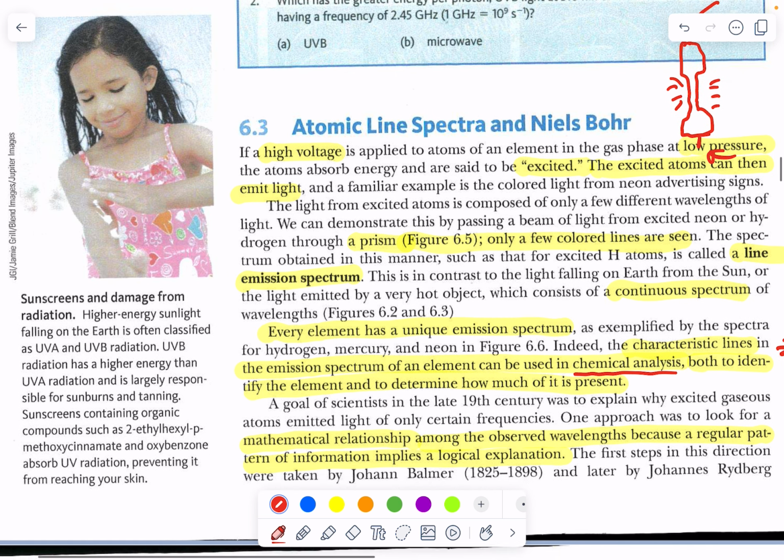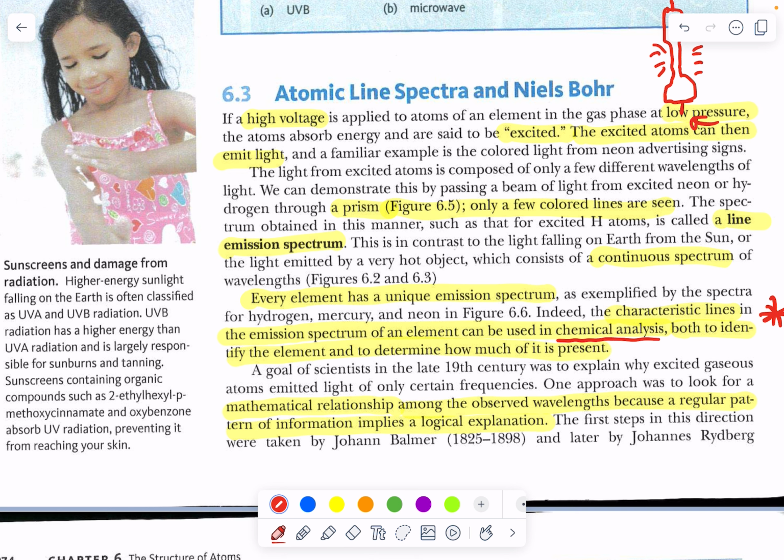So, back to our idea here. With the gas discharge tube, we provide a high voltage. Now, you'll learn more about voltage in a unit on electricity later, but voltage is the potential energy that the charge has in order to travel through a conductor or even a non-conductor.